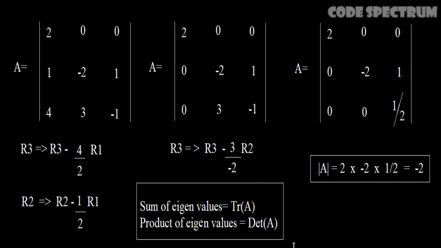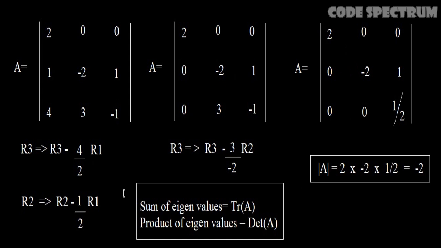But note one thing. The diagonal elements were 2, minus 2 and half, but they are not equal to the eigenvalues. Maybe the product of the eigenvalues is equal to the determinant of the matrix A, but also the product of diagonal elements is equal to the determinant of A. But it is not necessary that the diagonal elements in the Echelon form are equal to the eigenvalues of A.